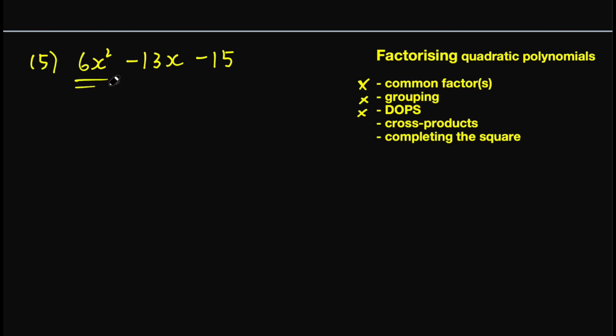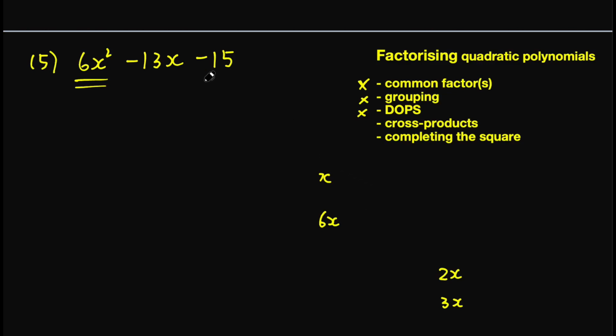Now the leading term is 6x squared. I'm going to factorize this one to x times 6x. Of course, you can try 3x times 2, or 2x times 3x. But we just try one by one. If we are lucky, then we will have the accurate one directly.